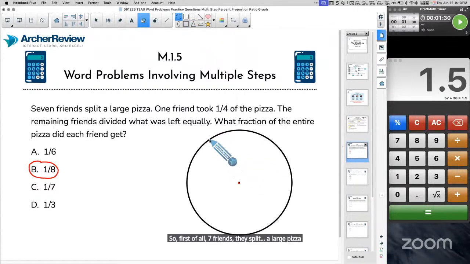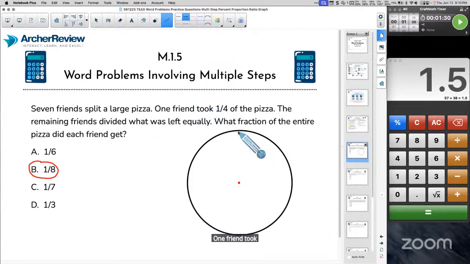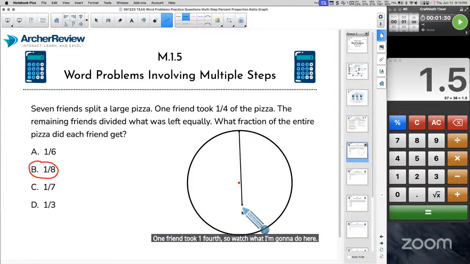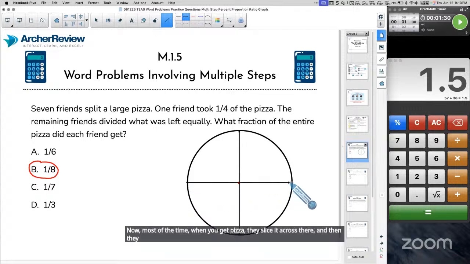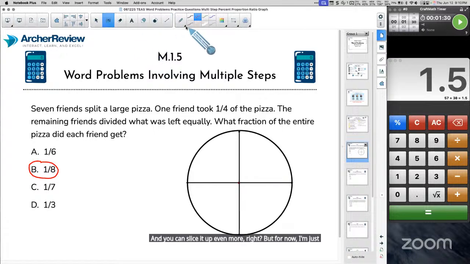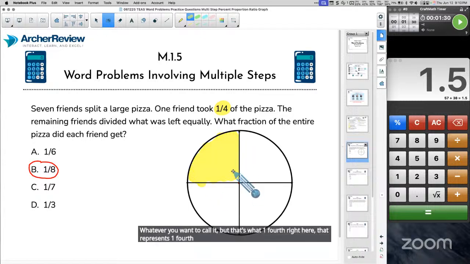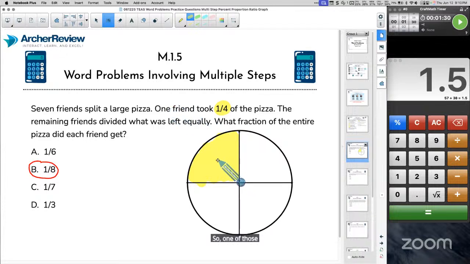So, I'm just going to take that pizza. Boom, there's the large pizza. One friend took 1/4. So, watch what I'm going to do here. Most of the time when you get pizza, they slice it across there and then across here, and you can slice it up even more, right? But for now, I'm just going to slice it up like this. So, what I've done is I've sliced this pizza into fourths, quarters, whatever you want to call it. That right there represents 1/4 of the pizza. So, one of those friends took that right there. Boom, that's all for them.